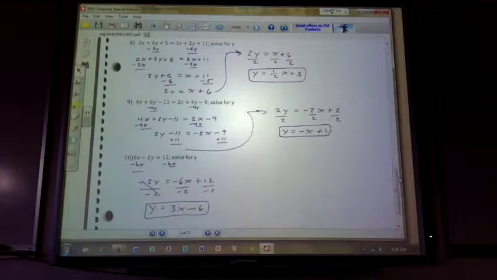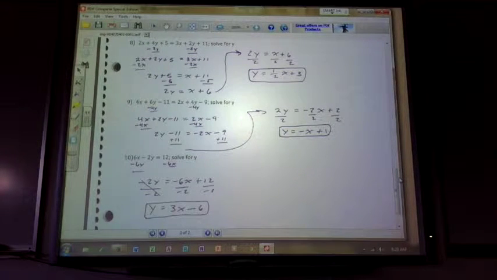Problems 8, 9, and 10. So problem number 8, you just have to start someplace. We want y all by itself, so I think I started out subtracting 2y from both sides. And then after that, subtracting 2x from both sides. And then here, God bless you, subtracted 5 from both sides. And then I divided everything by 2, giving me x over 2, which is the same thing as 1/2 x.